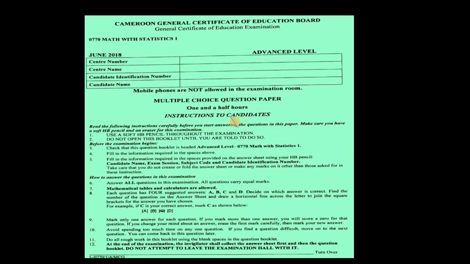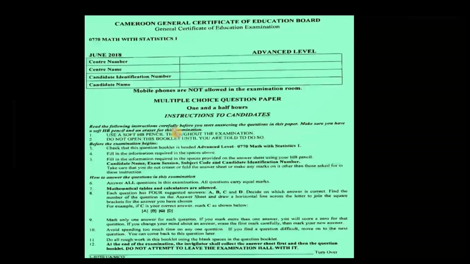Instructions to candidates. Read the following instructions carefully before you start answering the questions in this paper. Make sure you have a soft HB pencil and an eraser for this examination. 1. Use a soft HB pencil throughout the examination. 2. Do not open this booklet until you are told to do so.